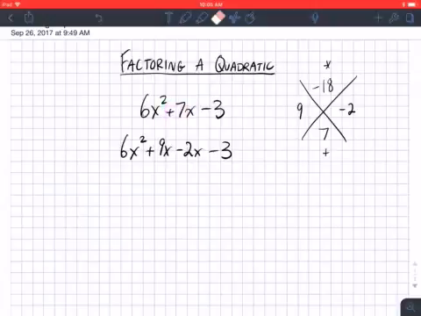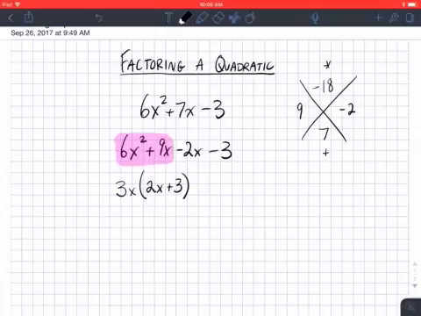Now, I'm going to factor by grouping, and on factor by grouping, I'm going to take the first two terms and see if they have a common factor. They have a common factor of 3, because 3 goes into 6 and 9, and they have a common factor of x. So then I factor or divide out the 3x. So I get 2x plus 3 left over.